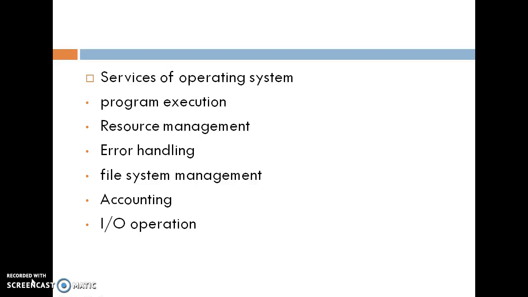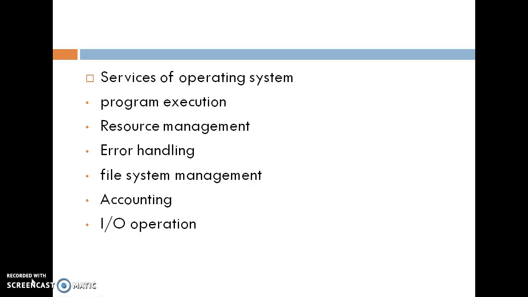Now, let us see what are the different services given by the operating system. These are the basic services given by the operating system: program execution, resource management, error handling, file system management, accounting, and I/O operation. So let us see the services one by one.